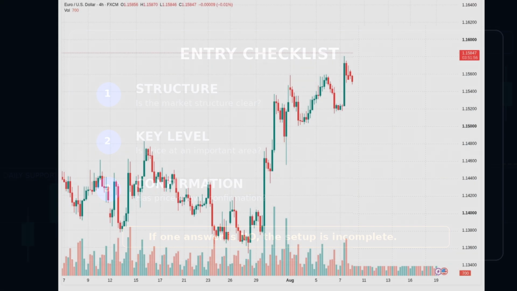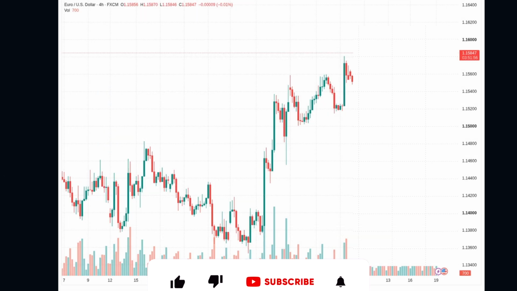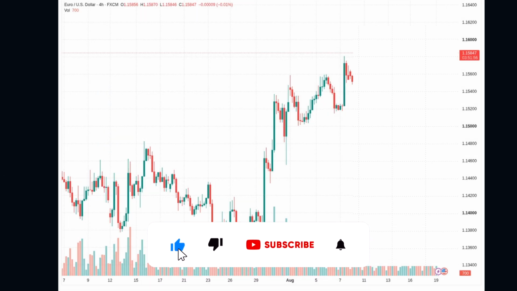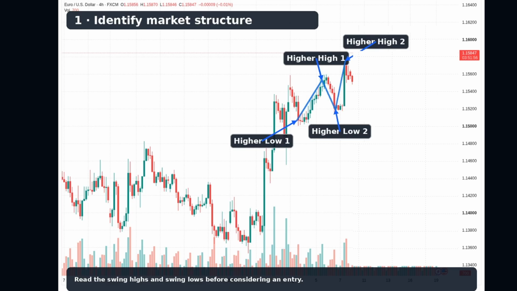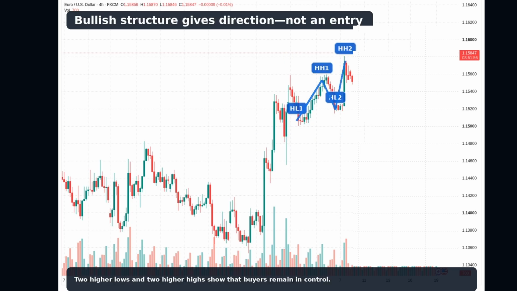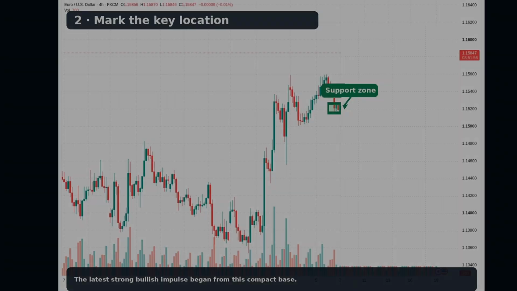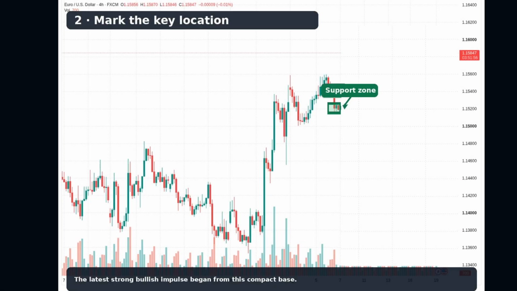Let us combine all 3 concepts in a complete example. We are looking at a historical 4-hour chart of the Euro US dollar. First, we identify market structure. Price has produced a higher low, followed by a higher high. The next pullback remains above the previous major low, and buyers create another higher high. The market structure is therefore bullish. This does not mean we buy immediately. It only tells us the direction we prefer.